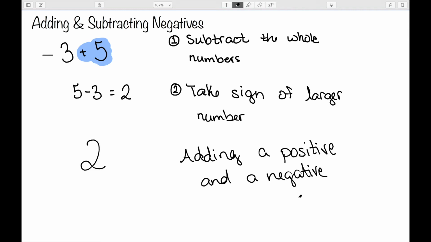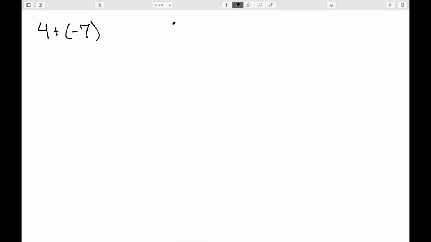Let's look at another example. 4 plus -7. So the first step, we subtract our values. 7 minus 4 is equal to 3. And then the second step, the bigger number here is 7. 7 is bigger than 4. 7 is negative, so my solution would be -3.